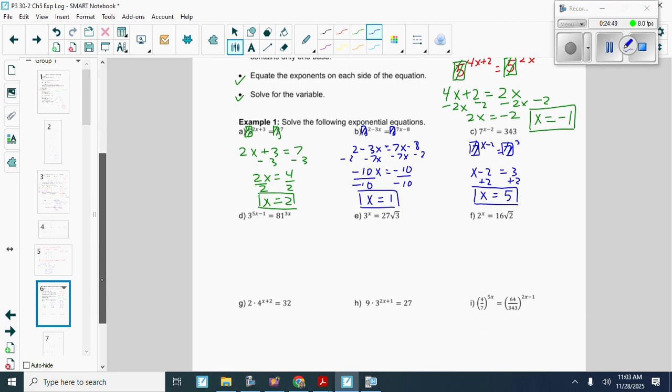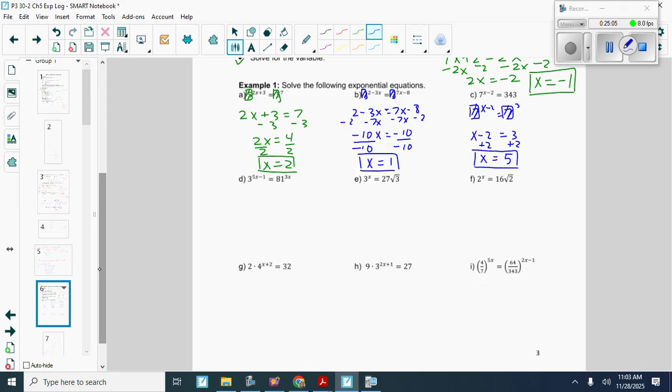All right. Now in B, it doesn't matter which side you put the x on. I put the x's on the left and they were negative, and then I just divided by the negative. Some people put them on the right and they were positive, but your answers are still going to come out exactly the same.